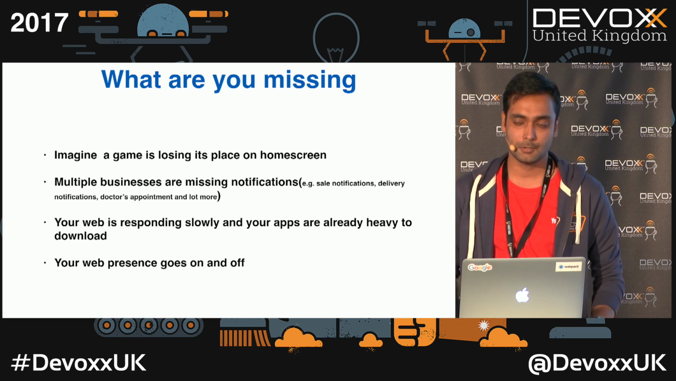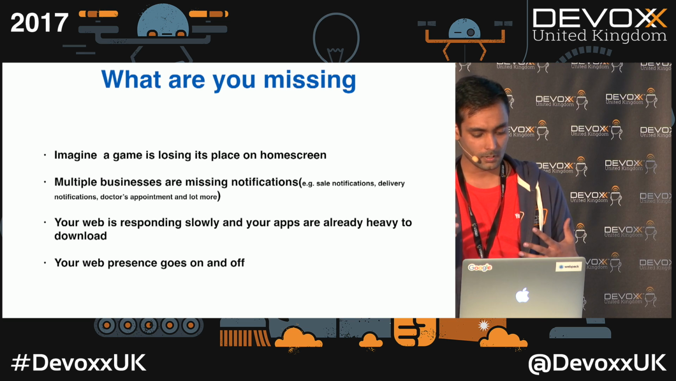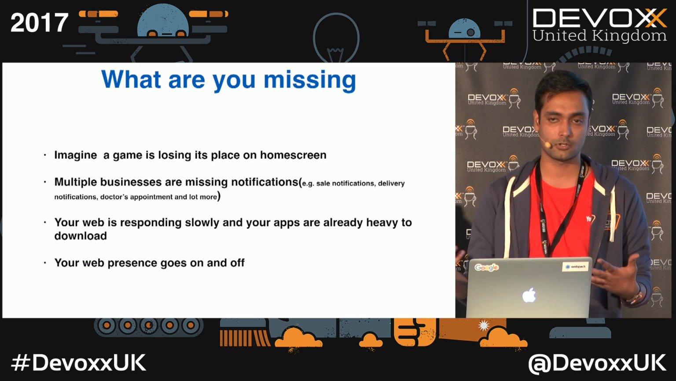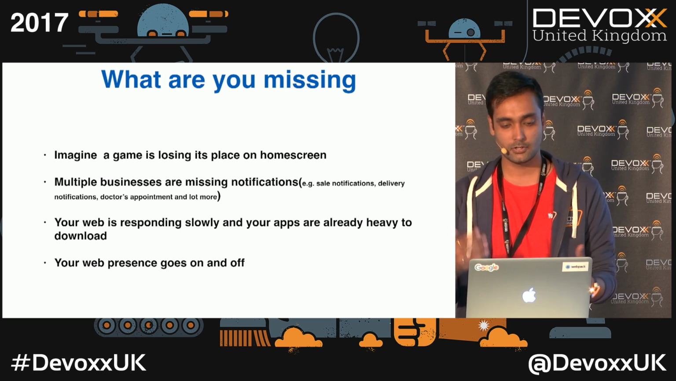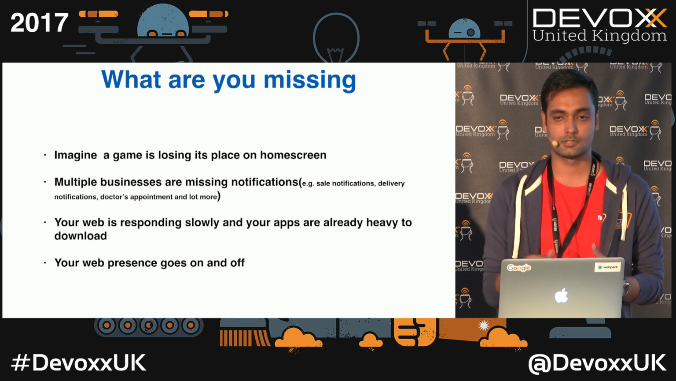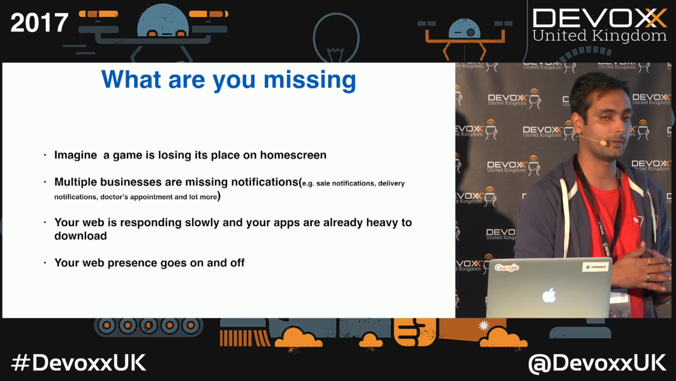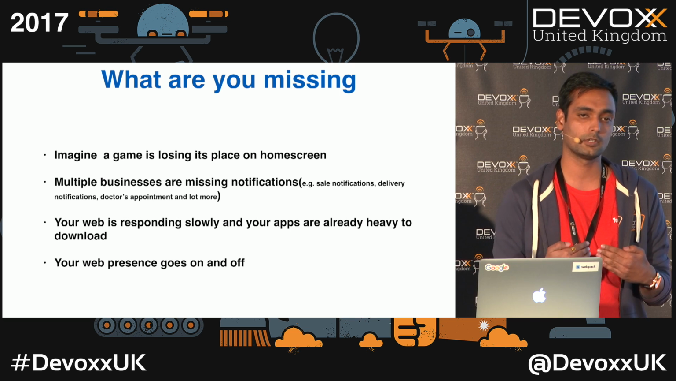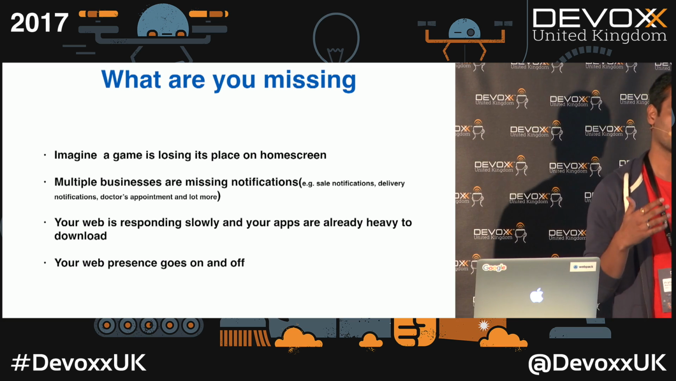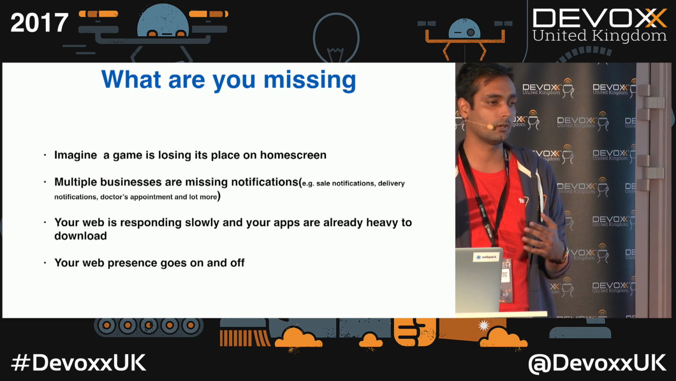Next, multiple businesses like an e-commerce site or a cab aggregator lose the power of notifications. You cannot tell your users that we are hosting a sale tomorrow, or that your cab is about to reach your destination, if you are building a conventional website. Third thing, your web is responding really, really slow. And your apps, this might be a one-off thing and a little debatable, but your apps are really heavy to download in comparison to opening a web page at once. So if your user is able to open a web page and view it on bad networks, it's a way better user experience than downloading a particular app.